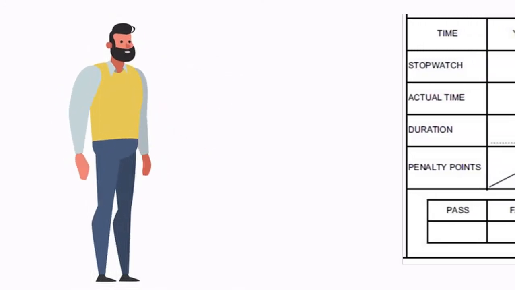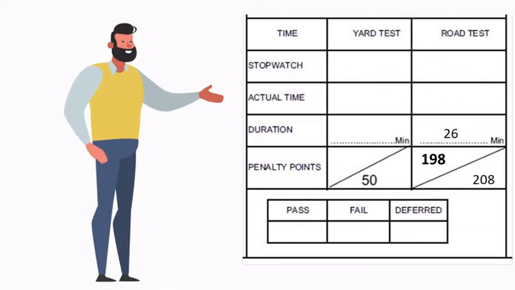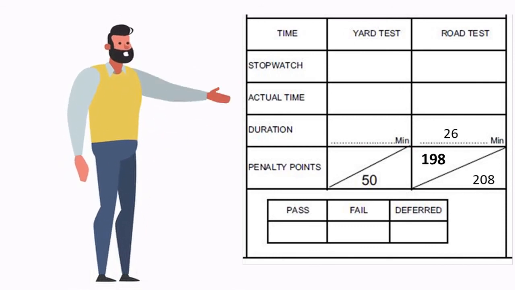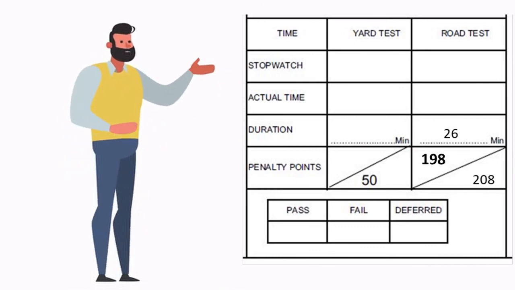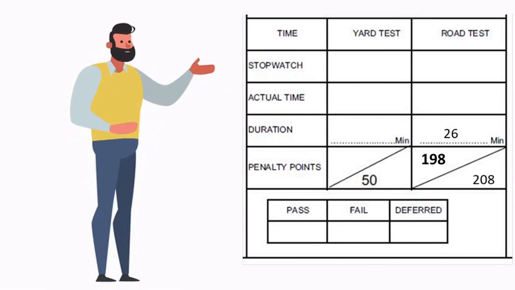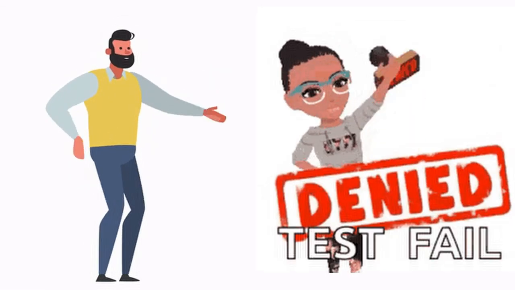Your limit for your mistakes is 8 points per minute for the road test. Example, if you drive 20 minutes on the road, 20 times 8 is equal to 160, your limit will be 160 points. If you accumulate 160 points or less, you pass the road test. But if you have 161 or more, you fail.